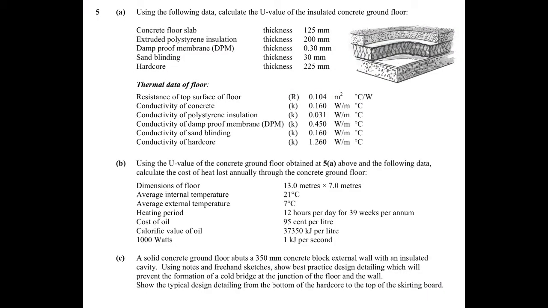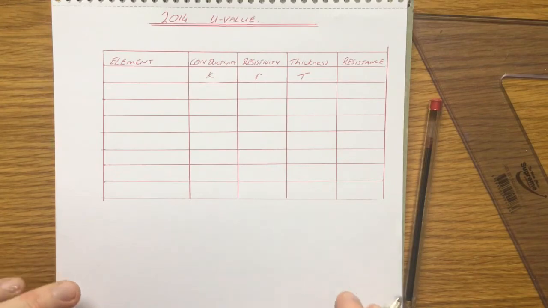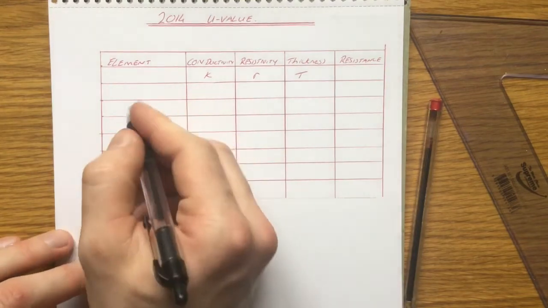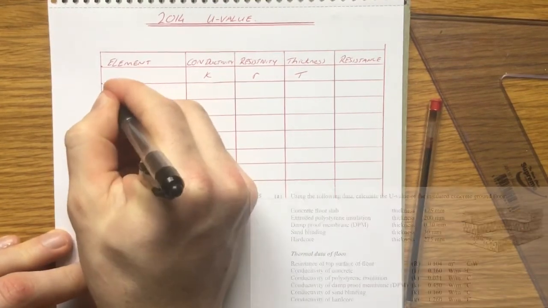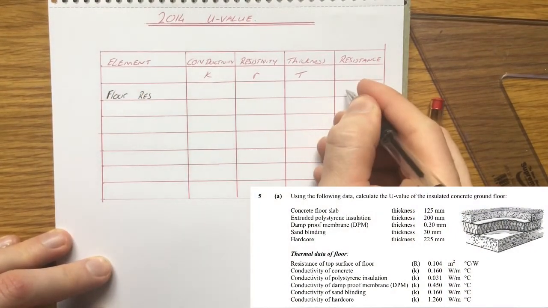The 2014 U-value question asks us to calculate the U-value of a floor, the cost of heat loss of the floor, and the sketch involved in part C. To start the question, I draw my grid 50, 30, 30, 30 with element, conductivity, resistivity, thickness and resistance.